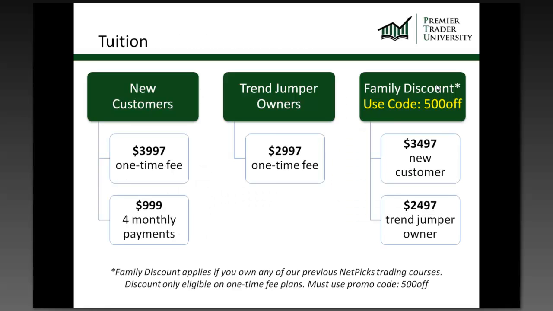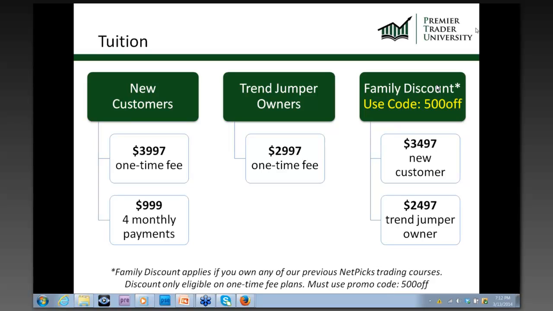So here's the tuition plan, and I know this might look a little complicated, but just bear with me here for a second. First of all, in this column, we've got new customers. For new customers, brand new, you've never purchased any NetPicks products in the past, the cost is $39.97. It's a one-time fee. If you want to go on a payment plan, you can do that, 4 payments of $9.99. I know we have a lot of existing customers on the call, a lot of customers that have purchased Trend Jumper. And so we want to give you a little bit of credit for that. So the price goes down to $29.97 for you guys, one-time fee.